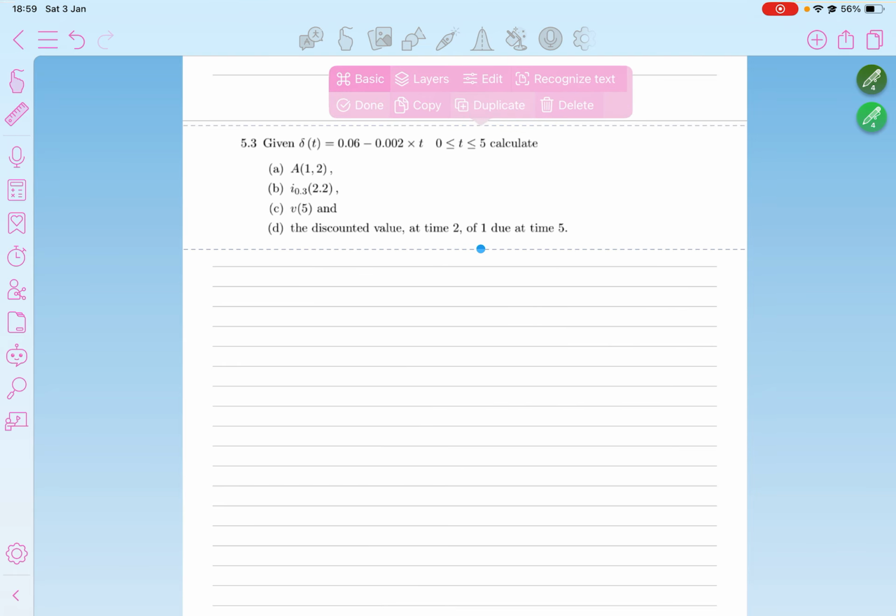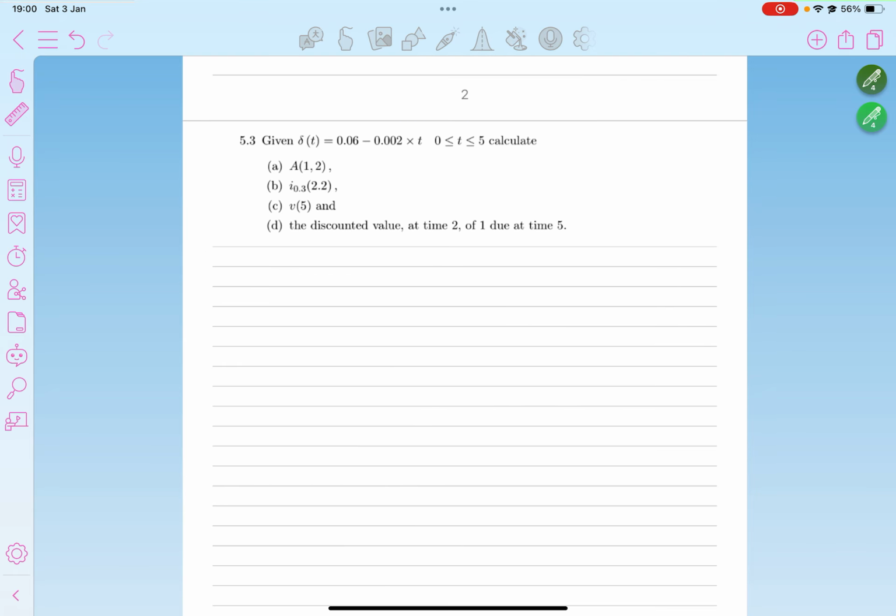Now this question is about the force of interest. You can see, because this is the force of interest side. So for A, the accumulation of 1, 2. Now, an important formula to know is that the accumulation is equal to the exponential of the integral of the force.